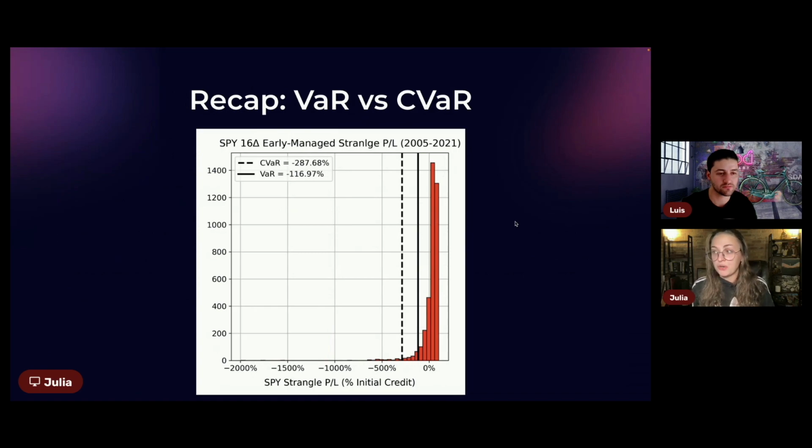So here, your value at risk is about 100% of the initial credit, or 116% of the initial credit. So in the worst 5% of cases, the strategy lost 16% of the initial credit or more. But in the more extreme example, that jumps up to nearly 288% of the initial credit, right? So it's a pretty big difference between that VaR and that CVaR. And using that CVaR can give you a more conservative estimate: okay, in the worst case scenario, at least historically, what can I expect to lose, right? So pretty different when you have a distribution that's so heavily skewed like this.